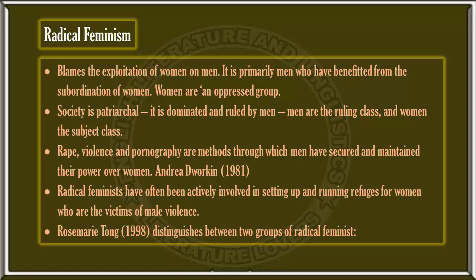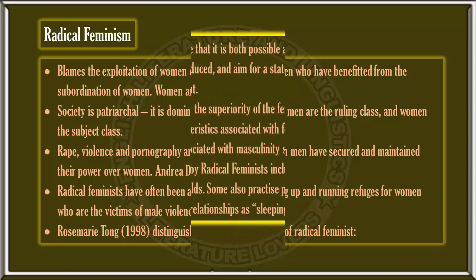Radical feminism states that rape, violence, and pornography are methods through which men have secured and maintained their power over women. Radical feminists have often been actively involved in setting up and running refuges for women who are the victims of male violence. Rosemary Tong distinguishes between two groups of radical feminists.